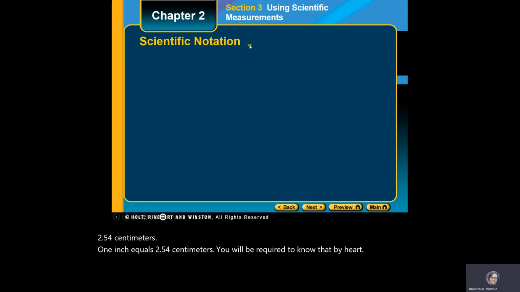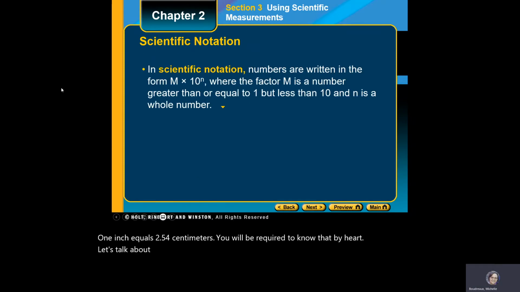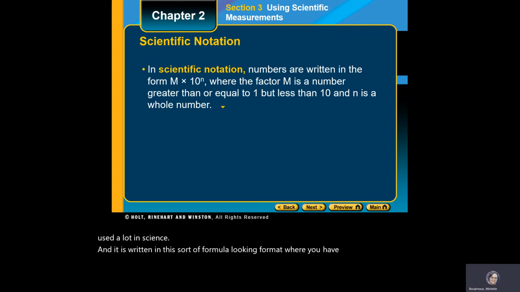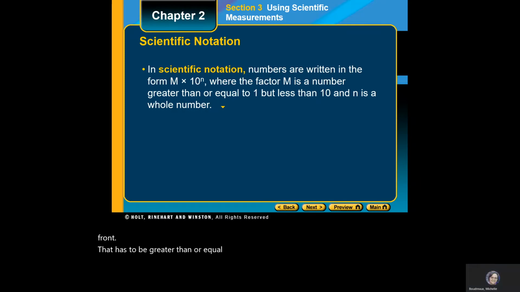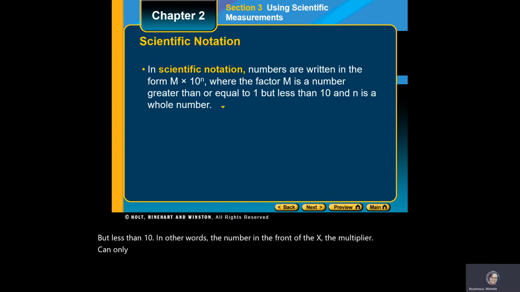Let's talk about scientific notation a bit. Scientific notation, as you can hear in the name, is used a lot in science. And it is written in this sort of formula-looking format where you have some number in the front that has to be greater than or equal to 1, but less than 10. In other words, the number in the front of the x, the multiplier, can only have a value of 1, 2, 3, 4, 5, 6, 7, 8, 9.